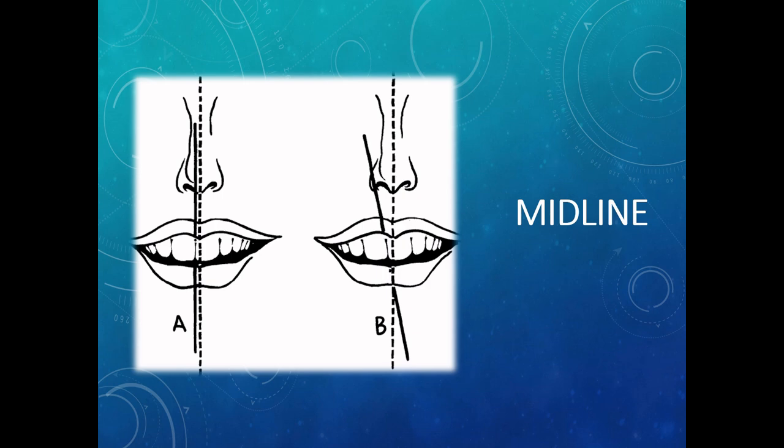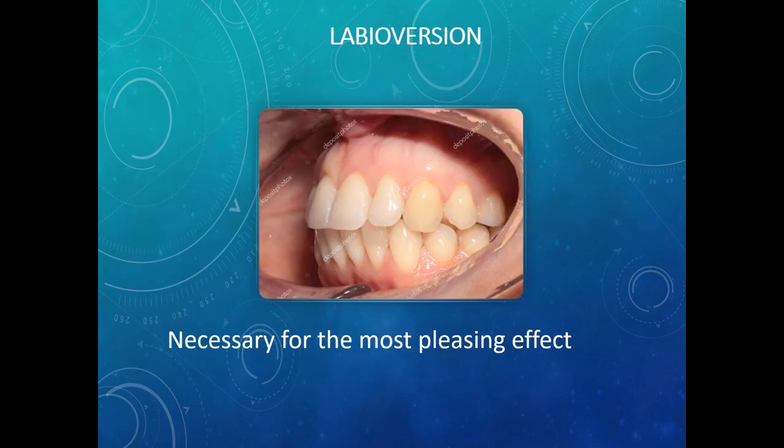Next one is labioversion, which is a deviation of an anterior tooth towards the lip from the normal line of occlusion. So usually the upper central incisor is approximately 30° inclined to the line perpendicular to the occlusal plane, and labioversion is necessary because the most pleasing effect is obtained when the long axis of the central incisor is either vertical or with a slight labial inclination. We have already discussed this in anterior teeth arrangement, and this labioversion is determined by observing the teeth in profile when the patient is in a standing normal posture.